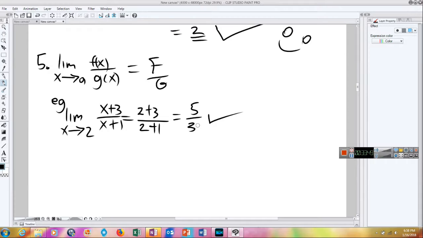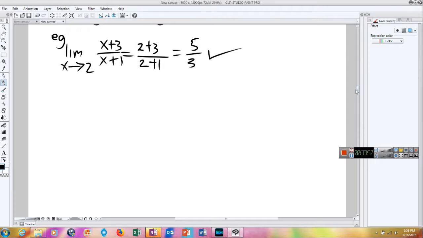And continuing, we have this thing that caused a bit of an uproar in class, and it's called the indeterminate.